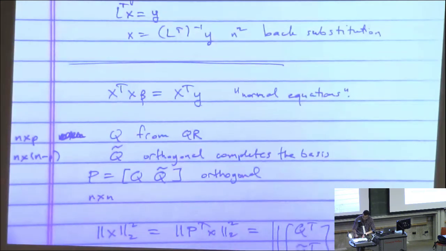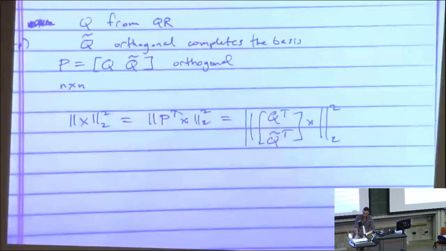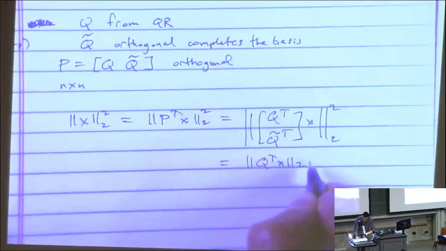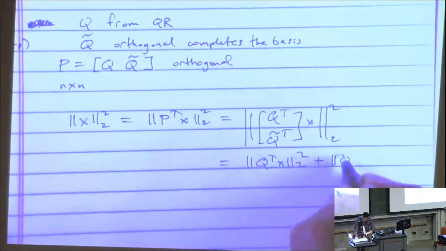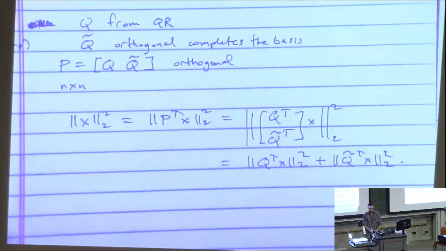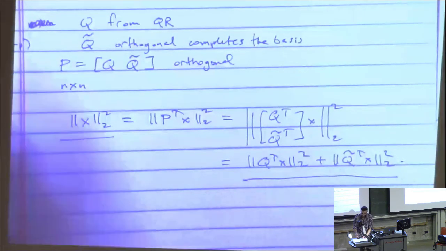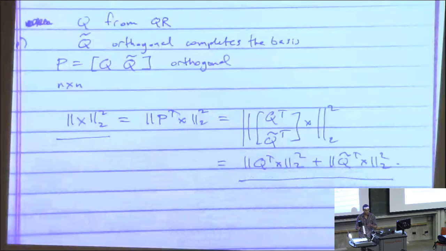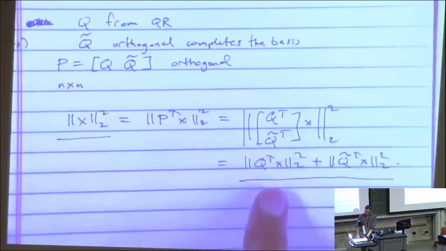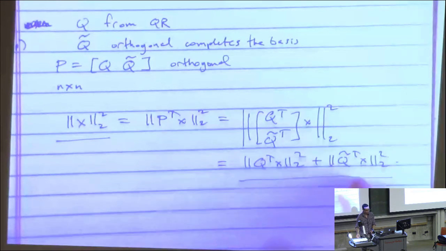And by definition of our Q and Q tilde, on the first bunch of rows it's Q transpose times x, and on the bunch of rows below that, it's Q tilde transpose times x. So I can write that as the 2 norm of Q transpose x squared plus the 2 norm of Q tilde transpose x squared. This is all we really wanted to arrive at: if I have matrices Q and Q tilde that are mutually orthogonal, I can write the 2 norm squared of any vector x as the 2 norm of Q transpose x squared plus the 2 norm of Q tilde transpose x squared.